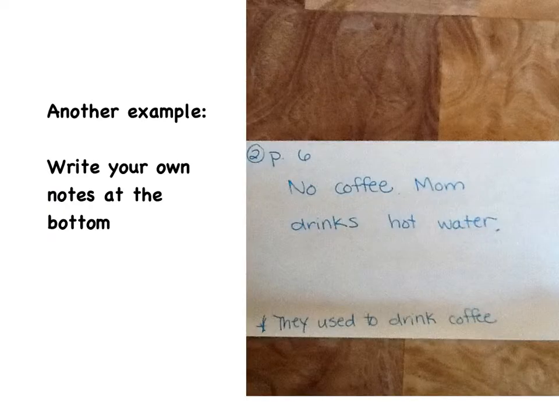So I continue reading, and I come up with another example of how life was different during occupation. You can see this is my second example, so we've written in number 2 on the left-hand side. I've noted the page 6, and briefly described my example. There was no coffee for the moms to drink, and they drank hot water flavored with herbs instead. And at the bottom, I'm writing my own notes that they used to drink coffee, but now it's a big change that they no longer enjoy that luxury.